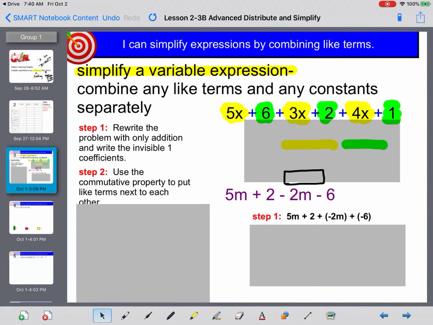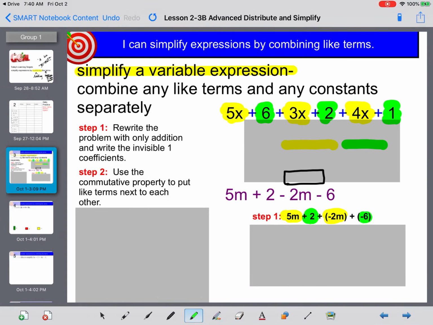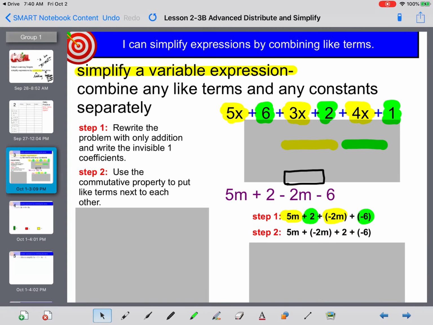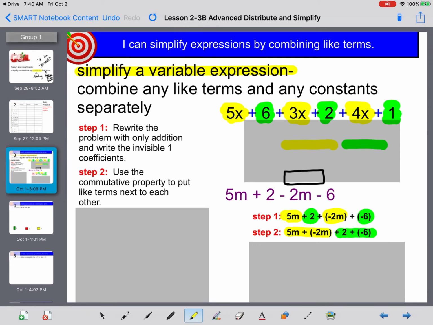Step 2. Use the commutative property to rearrange the terms so the like terms are together. My like terms are 5m and negative 2m. My other like terms are 2 and negative 6. So I'm going to rearrange it so all the yellow ones are side by side and all the green ones are side by side. And so here we have it. There's the green, and there's my yellow ones. Now I can add the like terms together.